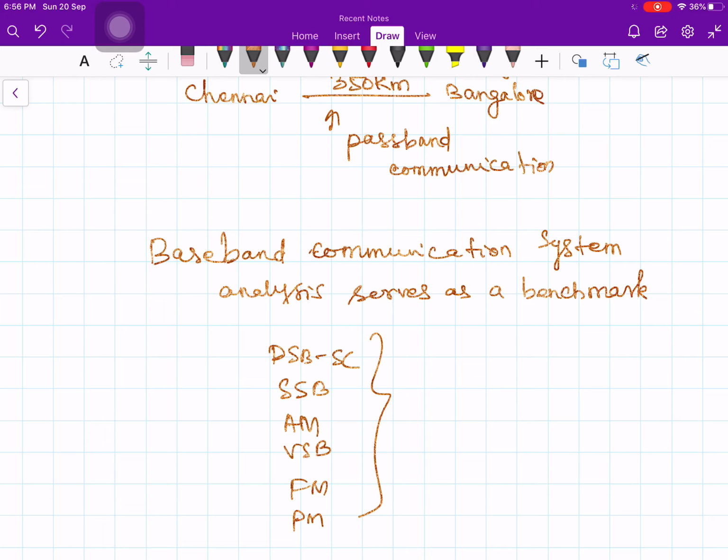I have different modulation schemes, linear and non-linear, no problem. Then on what basis, or with whom, should I compare these modulation schemes? What I will do is take a baseband system without modulation and do the comparison: how far my modulated system is better than my baseband system without modulation. Therefore, the analysis of the baseband communication system is very, very important. So this is the relevant question we will try to address in this lecture. So how do you compare that?